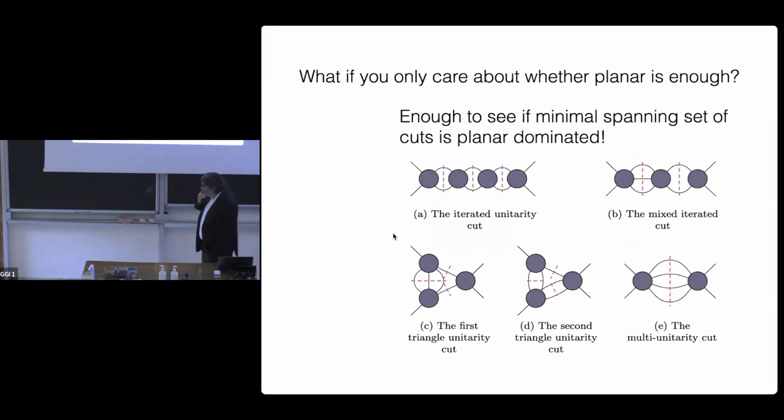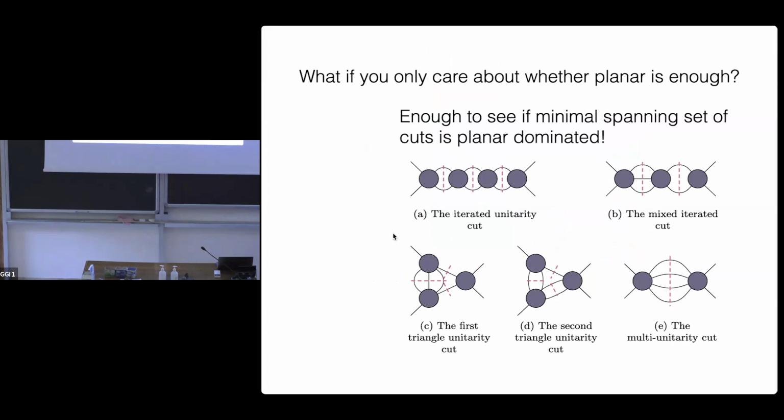Good. And so that was sufficient, by the way. That gave us all of n equals 4 at 3 loops. What if you don't actually want to creatively construct it? You just want to know the question about whether planar is enough. It's enough to see if a minimal spanning set of cuts is planar dominated.